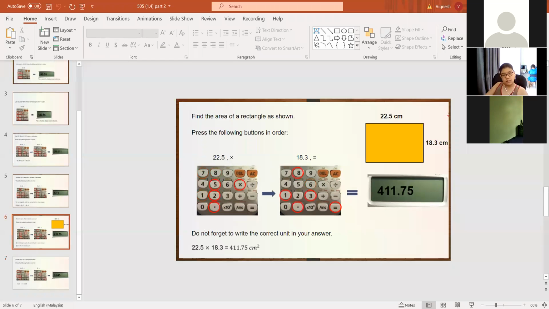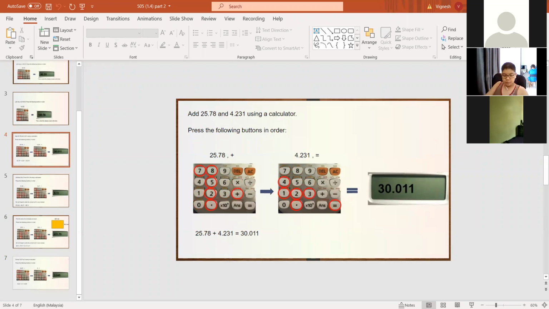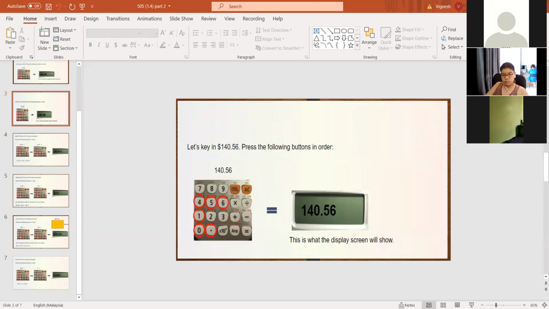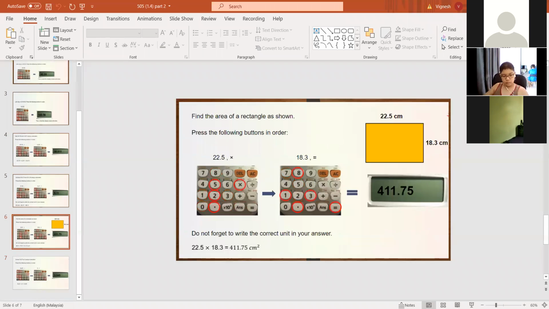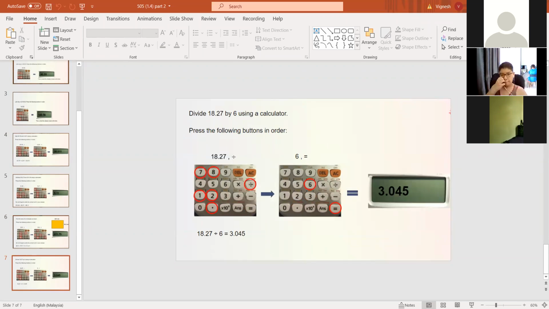Is there any question on how to use the calculator for addition, subtraction, multiplication, and division of decimals? Is there any question on how to use the calculator? How about the rest? Wei Feng, Sheng En, Sheng Wei, Josephine, Louisa, Herman, Jose, Angiwan, do you all have any question?